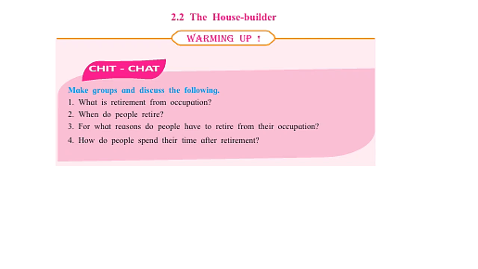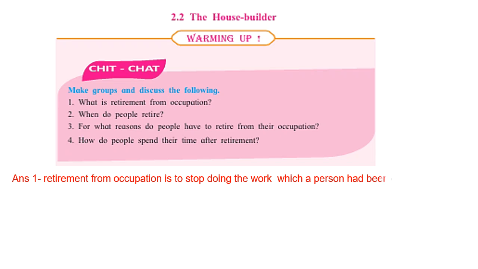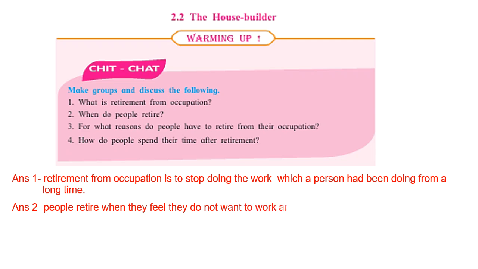1. What is retirement from occupation? Answer. Retirement from occupation is to stop doing the work which a person had been doing for a long time. Question number 2. When do people retire? Answer. People retire when they feel they do not want to work anymore.